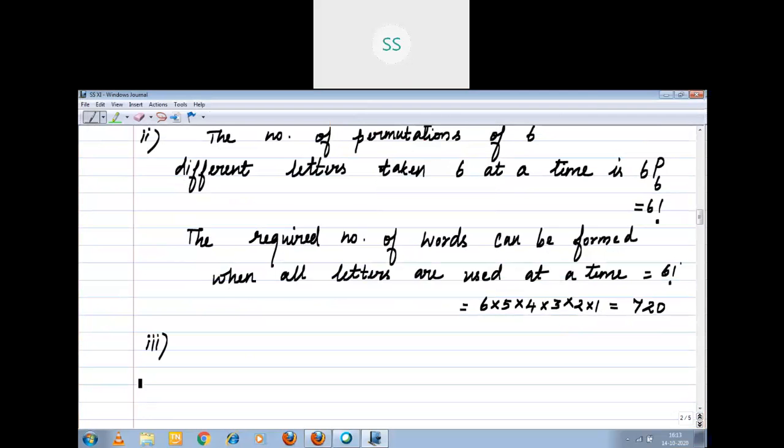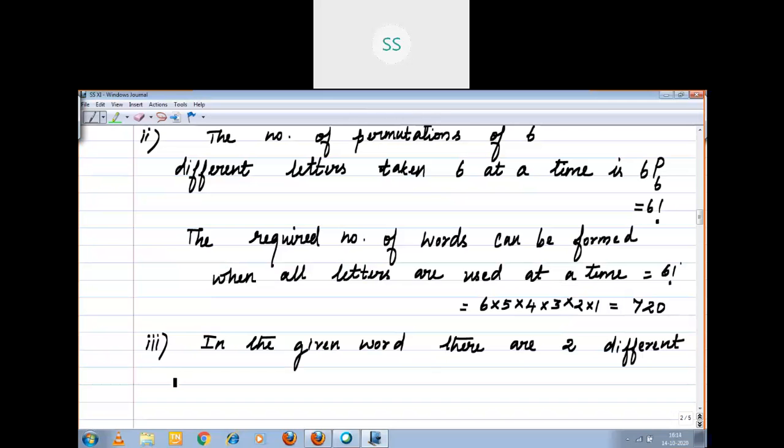Now I am going to move to the third subdivision. What is the third subdivision? You have to read. The third subdivision is all letters are used, but first letter is a vowel. First letter is a vowel. In the given word, how many vowels are there? In the given word, O and A, only two letters are the vowels, right? In the given word, there are two different vowels.